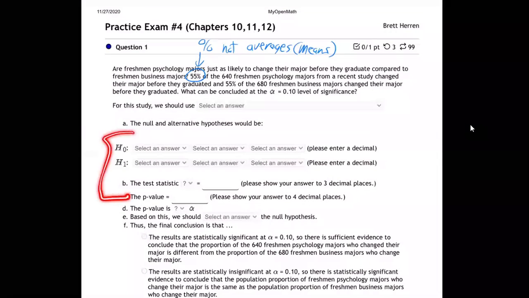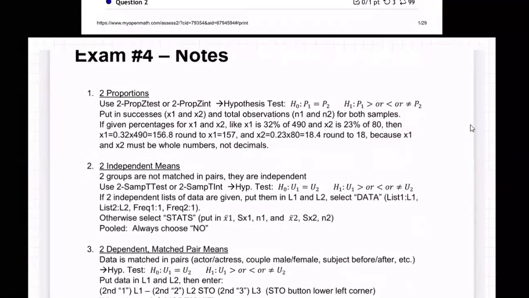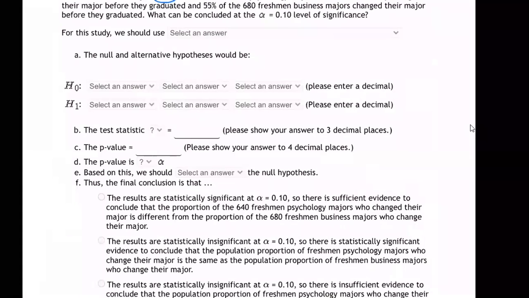Well, look at all that. That's a hypothesis test, isn't it? H0, H1. It even says hypothesis right there. So we're going to use the 2 prop Z test. And then it tells us what to do. H0 is they're equal. H1 is greater, less, or not equal. So H0 is the two are equal, and H1 is greater or less or not equal.